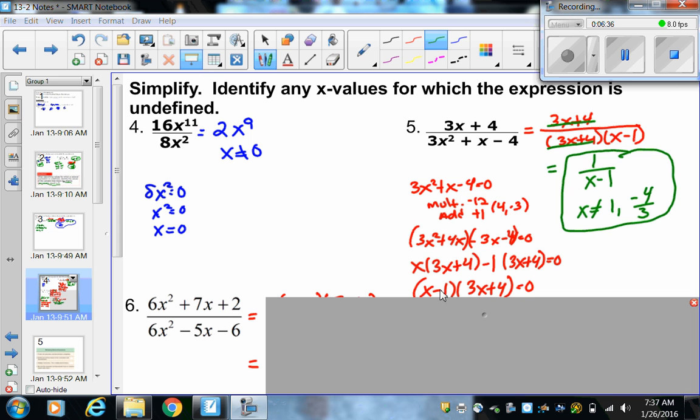Because if you set the denominator factors equal to 0, you get that x is 1 and x is negative 4/3. And I've shown you here the steps that I went through in order to factor the denominator if you needed a reminder on how to do that.